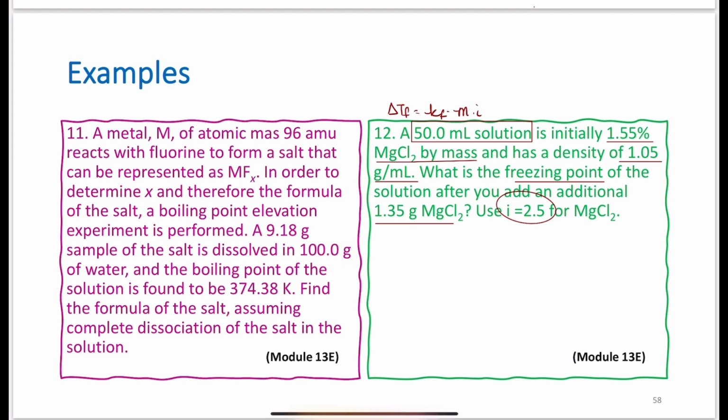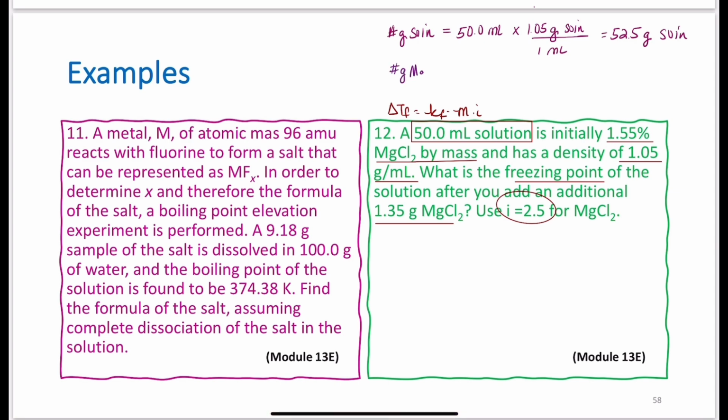So, all right, let's see. We got a 50 ml solution. Let's figure out how many grams of solution I have. I've got a 50 milliliter solution. I know the solution is 1.05 grams for every 1 ml. I have a 52.5 gram solution. I know that 1.55% of that solution is actually magnesium chloride. So we taught you how to do this in Chem 1 using percentages as dimensional analysis, and that's what we're going to do here.